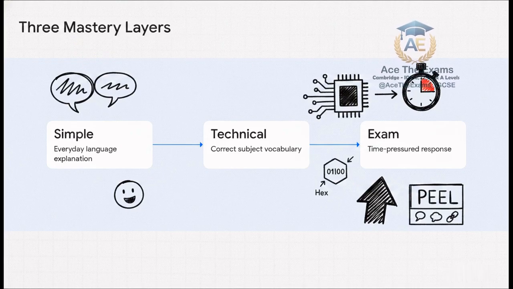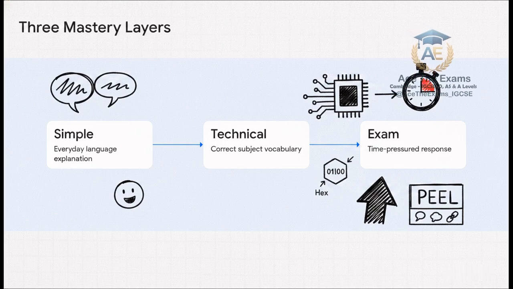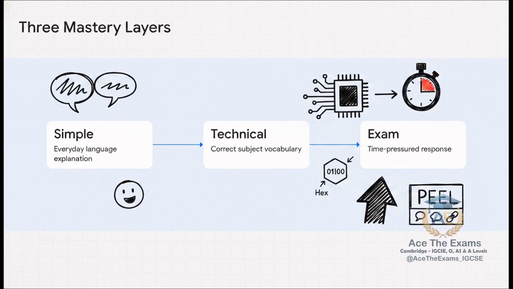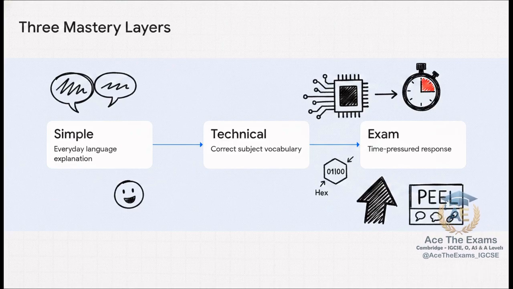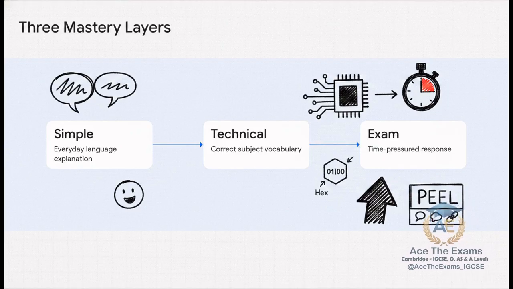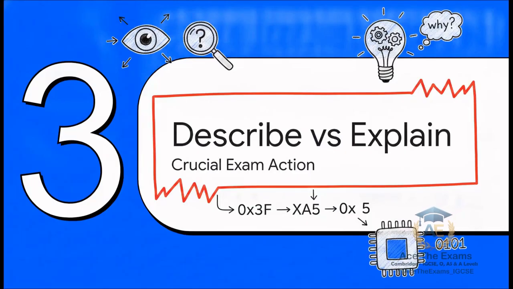To reach Layer 3 consistently, you absolutely need to use the PEEL framework. That stands for Point, Evidence, Explanation, and Link. Seriously, burn that framework into your memory. PEEL. Point, Evidence, Explanation, Link. Keep that locked in your mind because we are going to use it very shortly to completely rescue Alex and Sam's disastrous answers.